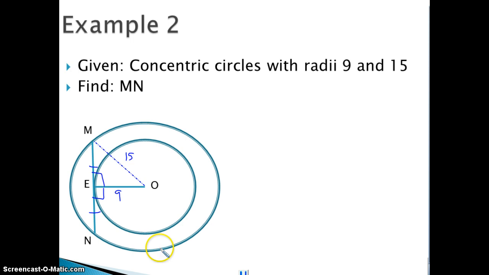So wait a minute, that's a triple, 9 and 15. The missing piece here would be 12. And that segment represents ME, but I want MN. Now we already said that that chord has been bisected, so if this half is 12, then the whole thing is double that. 24. And that uses the idea of the radius perpendicular to a chord, connecting what we've already done.